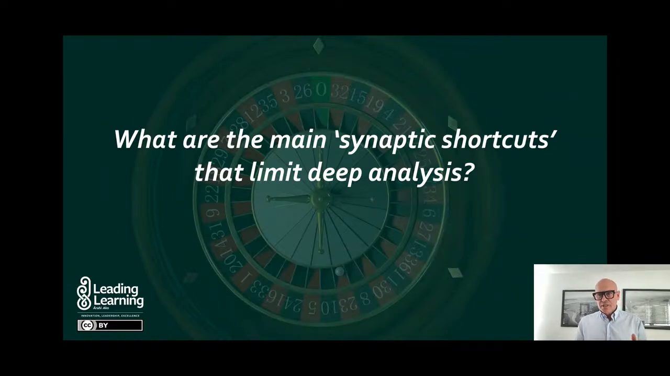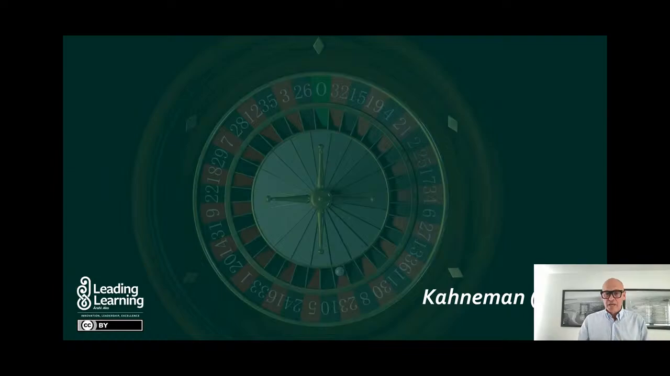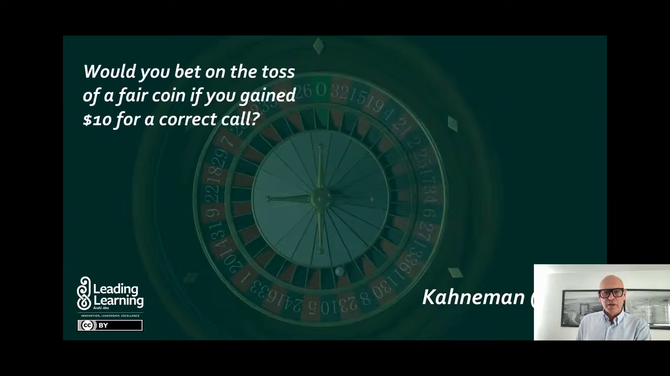I'm going to use a couple of psychology experiments, actually from Daniel Kahneman, and they illustrate one of the synaptic shortcuts that our brains typically engage in. So let's imagine you and I were in a coin tossing competition. I'll flip the coin, and if you correctly call it, I'm going to give you $10. Would you enter into that game with me? The answer is probably yes, because that's free money.